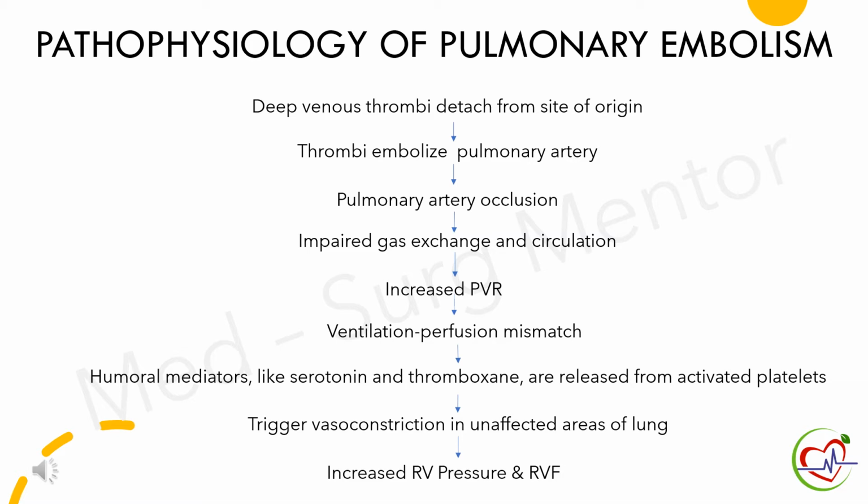Gradually, humoral mediators like serotonin and thromboxane are released from activated platelets, which trigger vasoconstriction in the unaffected areas of the lungs. Ultimately, it results in increased right ventricular pressure and right ventricular failure.